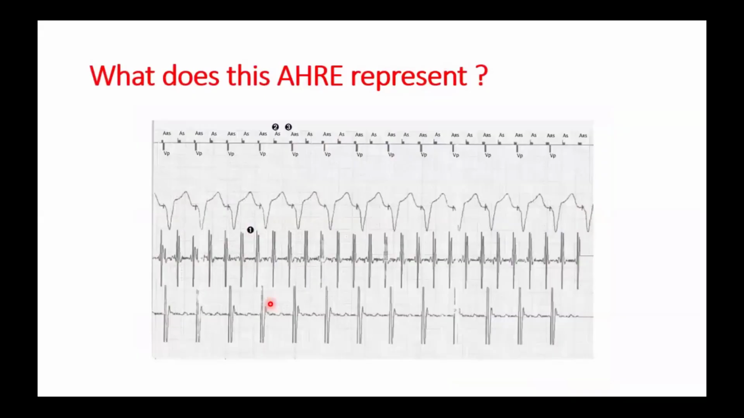So we go for another type of problem. While we are programming, this patient has this rapid heart rate, this atrial high rate episode. What does this interrogation show? Any volunteer?